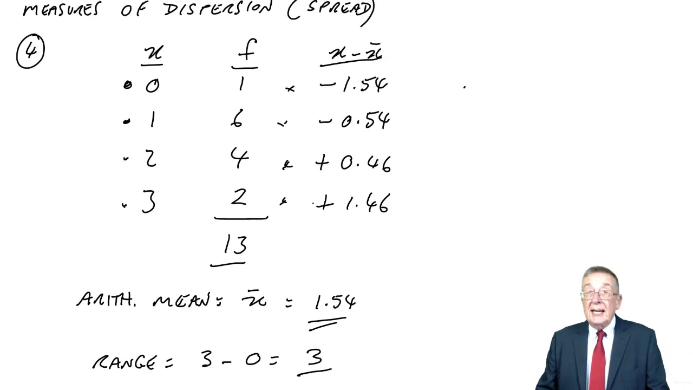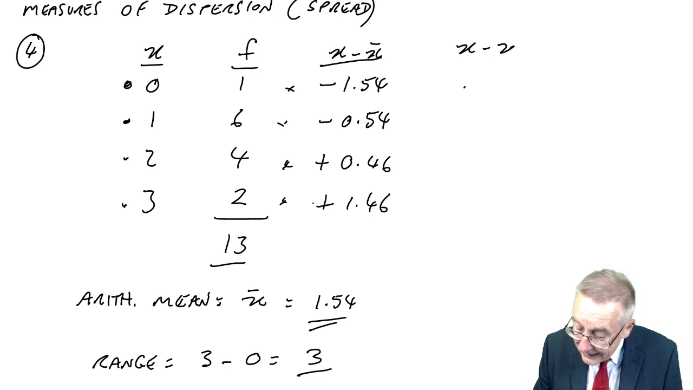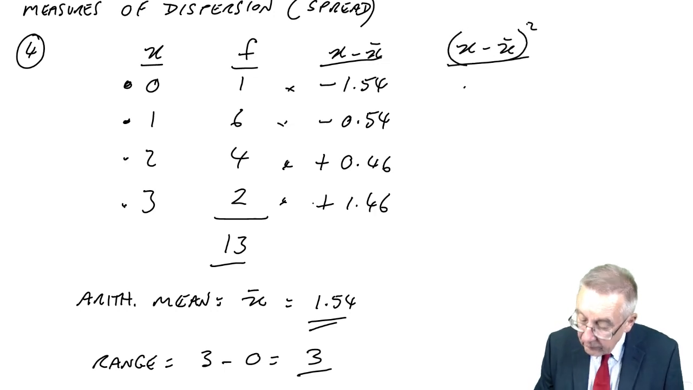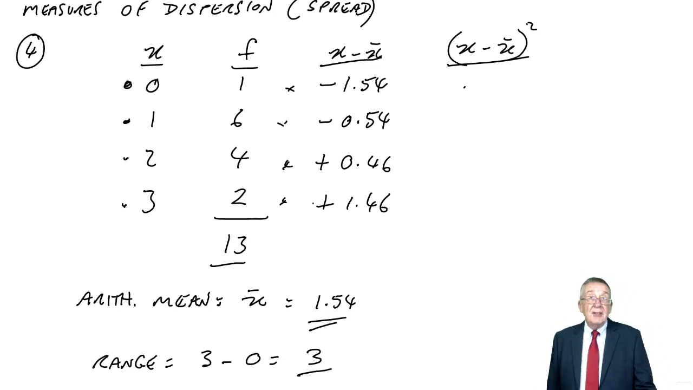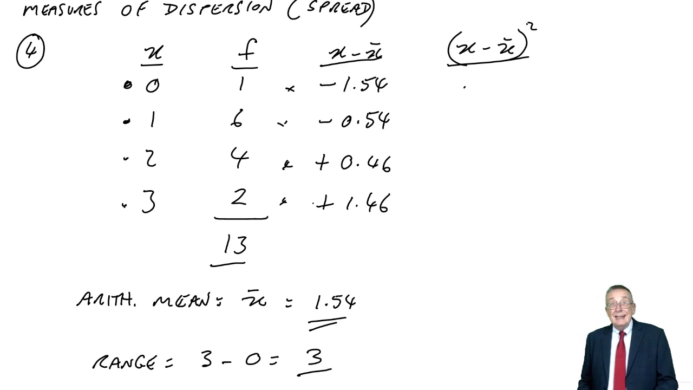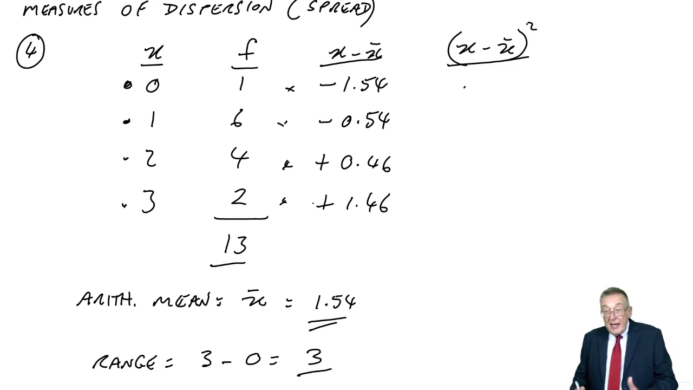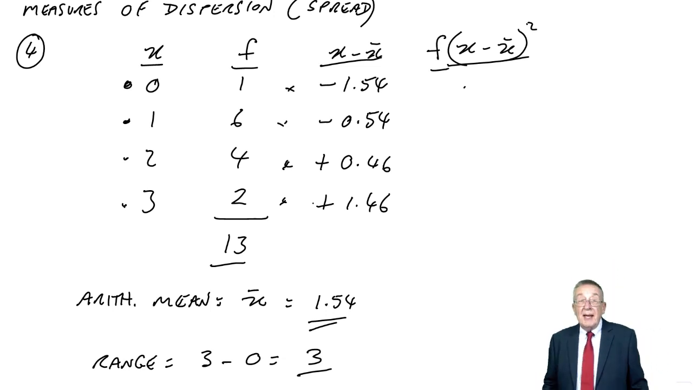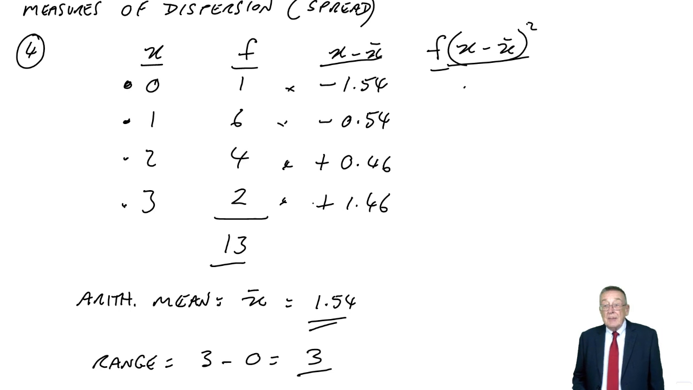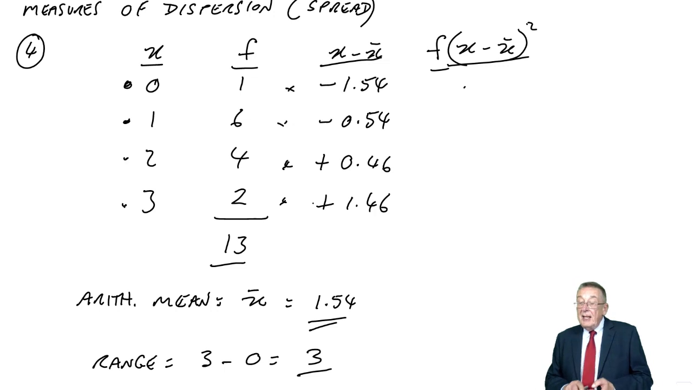And so the way we standardly get round it is we square those differences. Because you should know from school, if you square a negative number, it becomes positive. So we get rid of the sign problem. And we take an average of those. Square them and average. To average, we multiply by the frequency and we'll divide the total by 13, but we're taking an average of the squares of the differences. And so let's do it.